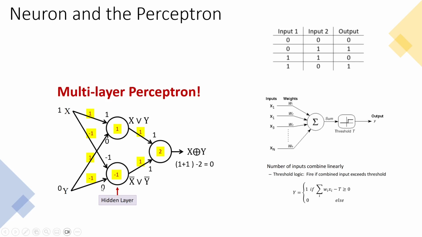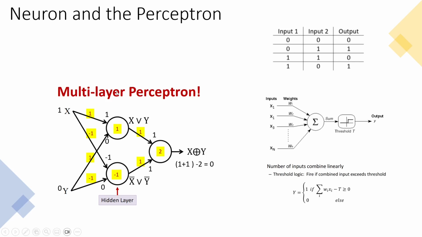Minus 1 plus 0 is minus 1. And minus 1 minus minus 1 is going to be a 0. Therefore, that's going to fire a 1. 1 times 1 is 1. And since this is an AND gate, 1 plus 1 is 2. 2 minus 2 is 0. Since this is a 0, it's going to fire a 1.